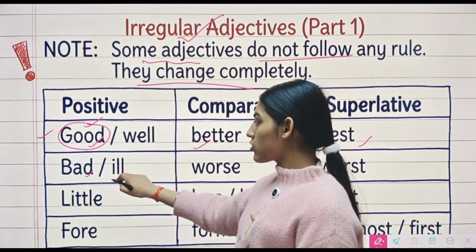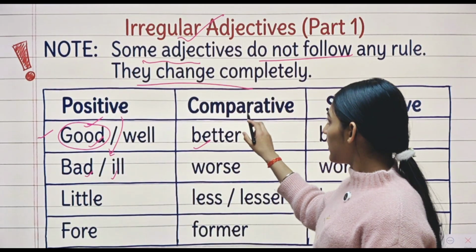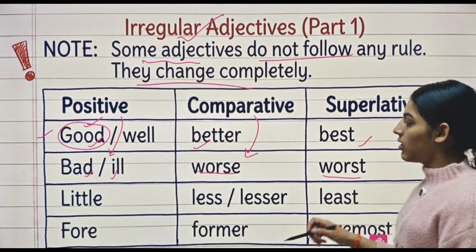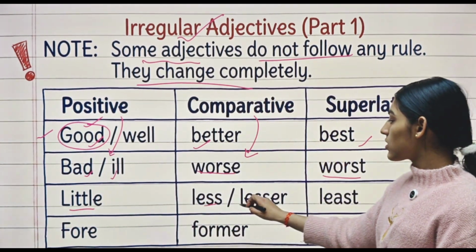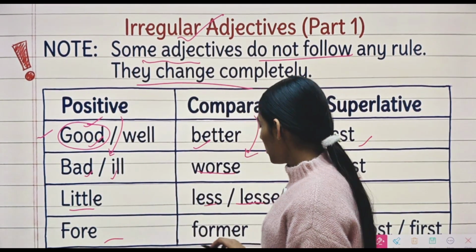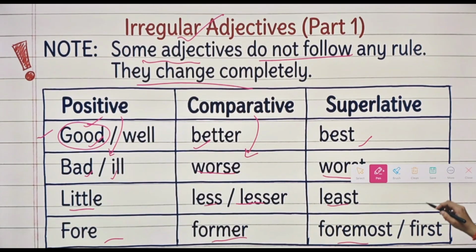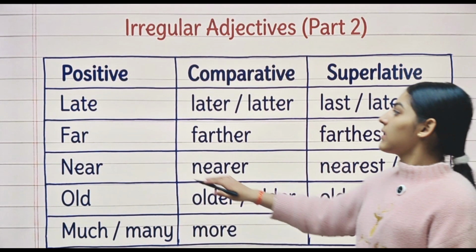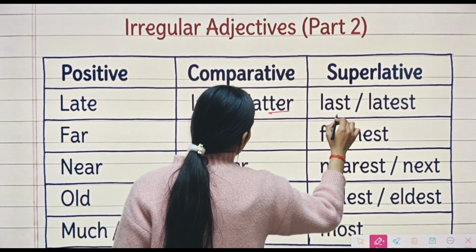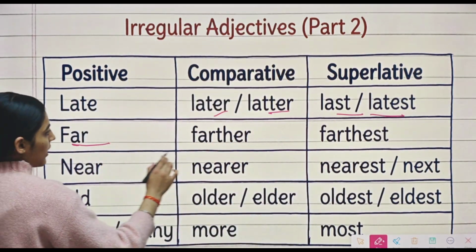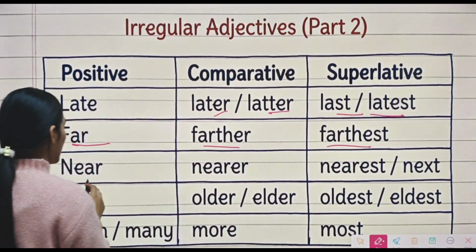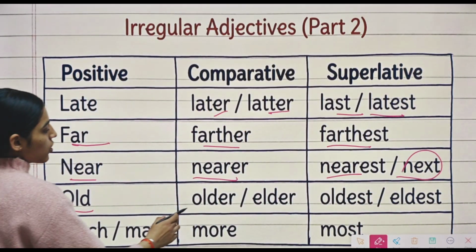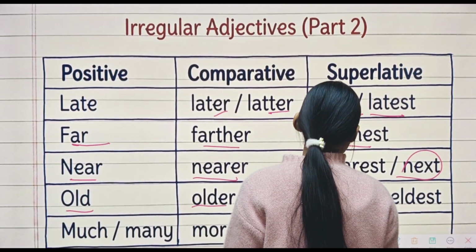Then we have bad or ill in the positive, and when comparing, it changes to worse, and then worst. Then we have little, less or lesser, least. Fore, former, foremost or first. Then we have some more like that. Late, later, last or latest. Then we have far, farther, farthest. Then we have near, nearer, nearest or next. Then we have old, older or elder, oldest or eldest.